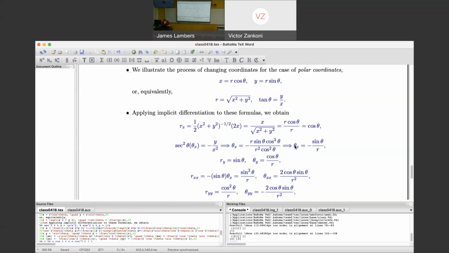And then similarly, I take a derivative of both sides of this equation with respect to x, and use the fact that I have d theta dx.